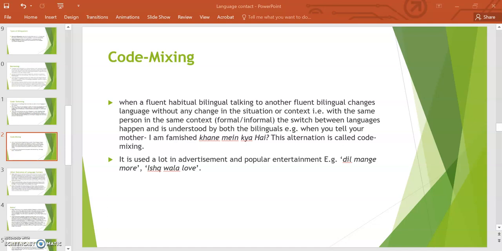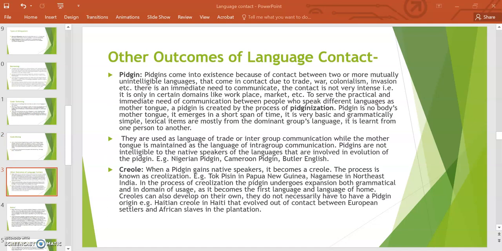For example, if you take the example of ishq wala love, you will see that ishq and love both are used here, and literal meaning of both would be the same. But why are they used here? We'll discuss in the class. Now about other outcomes of language contact. What else can happen when languages come in contact?